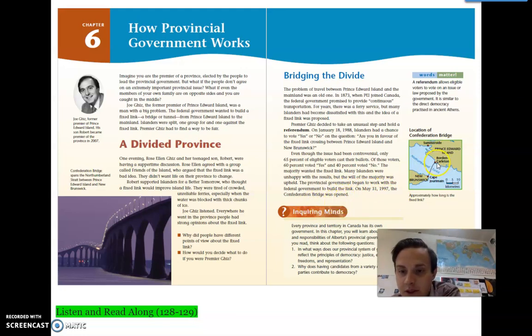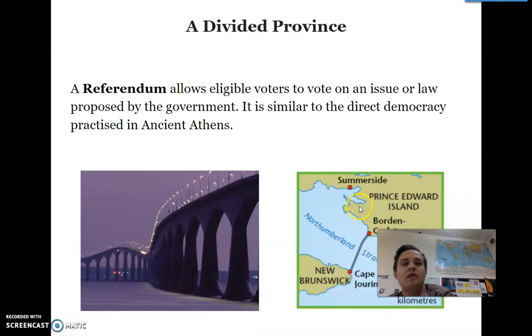So here's a picture of the bridge, which is actually incredibly long. So that's what a referendum is. It allows eligible voters to vote on an issue, and it's similar to direct democracy because the people actually vote on the issue. It's rare because we live in a representative democracy, but sometimes we use concepts from direct democracy.